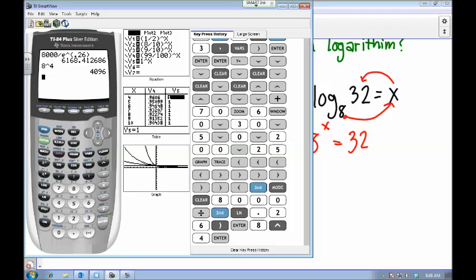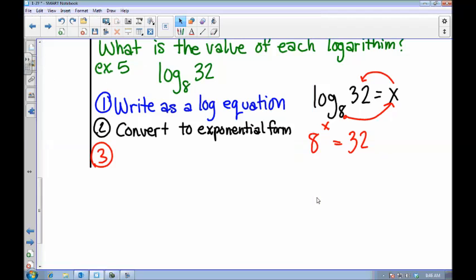Okay? 8 to the 1st power equals what? 8. 8 to the 2nd power equals what? 64. 64 is too big already. So our answer for x is somewhere in between 1 and 2. Is it 1.5? I don't know. Let's see. Here's how we can figure it out.